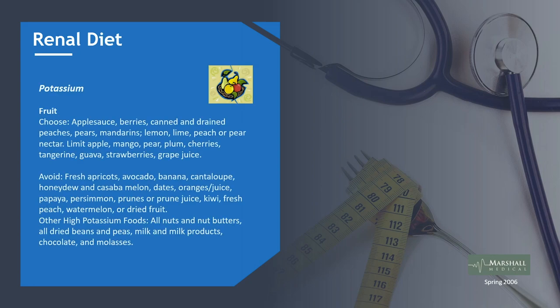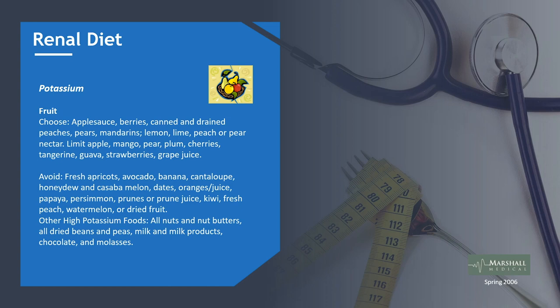Potassium. Fruit. Choose applesauce, berries, canned and drained peaches, pears, mandarins, lemon, lime, peach, or pear nectar. Limit apple, mango, pear, plum, cherries, tangerine, guava, strawberries, and grape juice. Avoid fresh apricots, avocado, banana, cantaloupe, honeydew and cassava melon, dates, oranges and juice, papaya, persimmon, prunes or prune juice, kiwi, fresh peaches, watermelon or dried fruit.